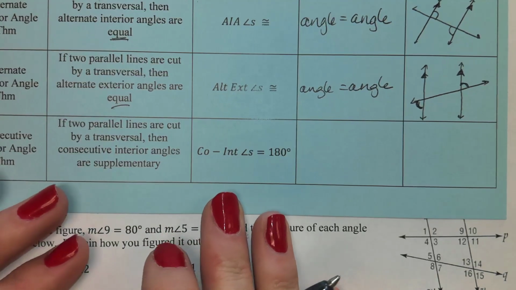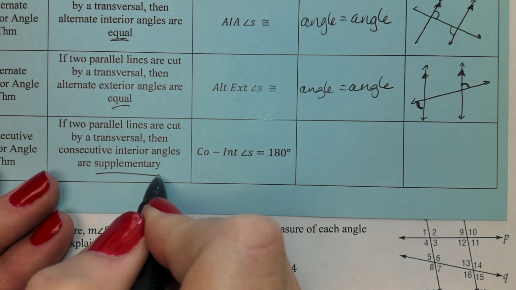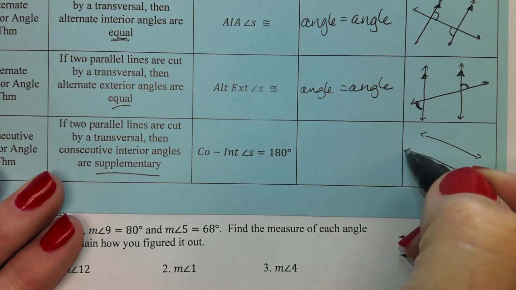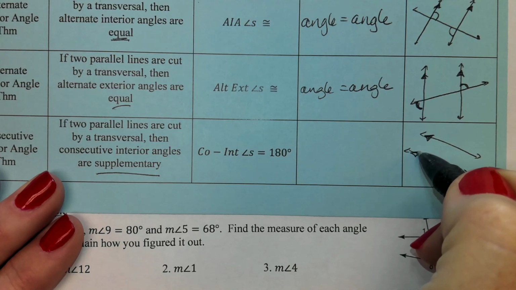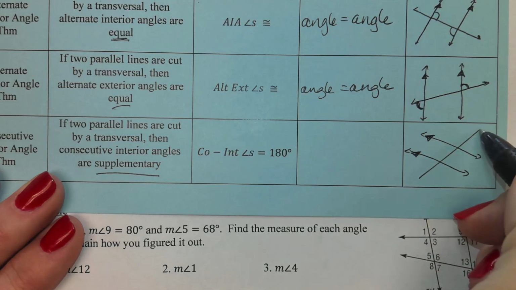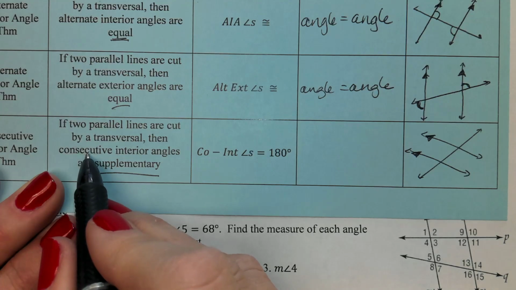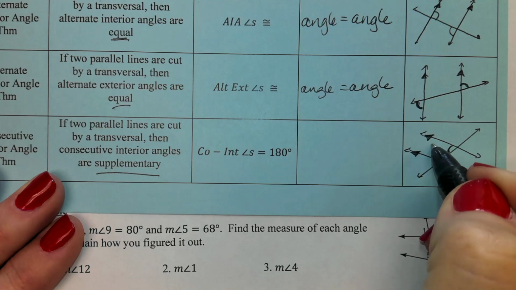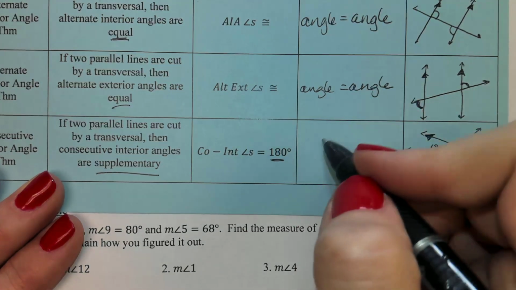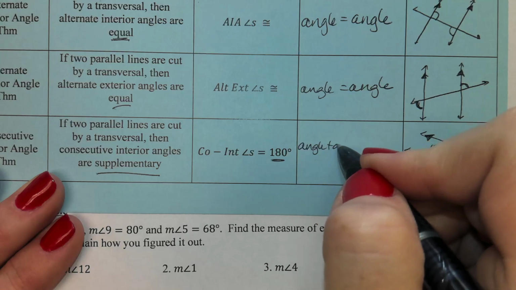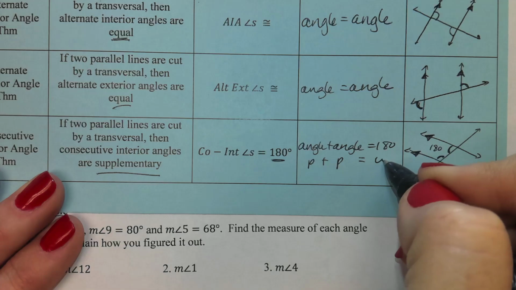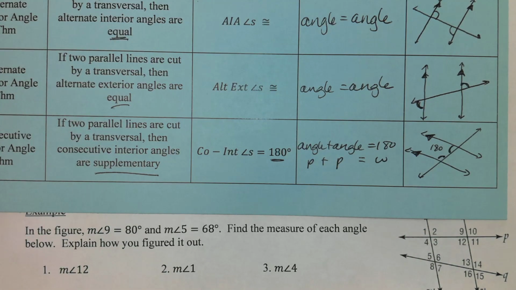The last ones are the oddball out. So supplementary is how this last pair ends up. So if I have two parallel lines and they are cut by a transversal, then the consecutive interior angles, the ones that are cozy, the ones that are right next to each other, they add up to 180. They are supplementary. So we're going to be able to say that angle plus angle equals 180, kind of like P plus P equals your whole amount. So those are four different types of angles and what they do when you have parallel lines to begin with.